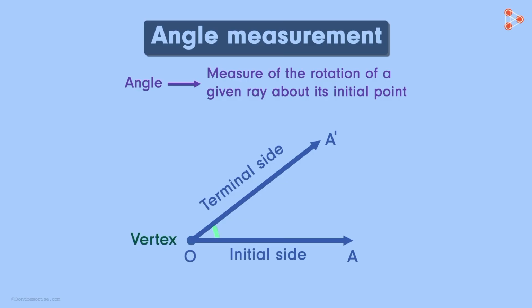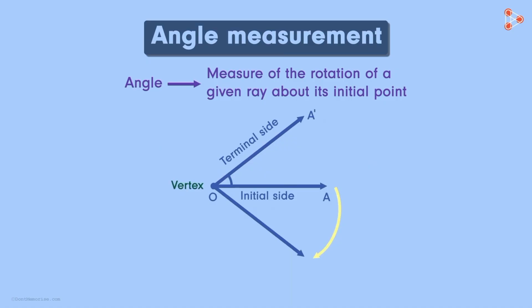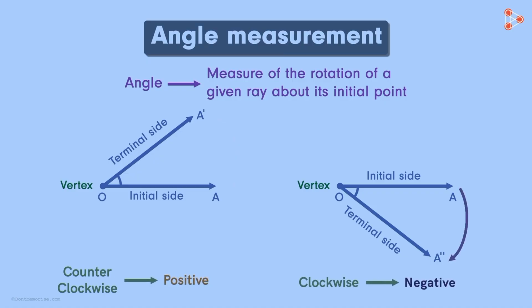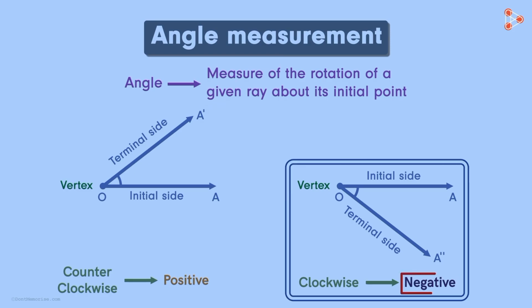There is an angle subtended between the two rays. Notice that we rotated ray OA in the counterclockwise direction to get ray OA dash. We can also rotate ray OA in the clockwise direction to get the terminal side OA double dash, like this. So the initial side is OA and the terminal side is OA double dash. When we go counterclockwise from the initial side to the terminal side, the angle measurement is positive, and when we go clockwise, the angle measurement is negative. So here the angle subtended is positive and here it's negative.